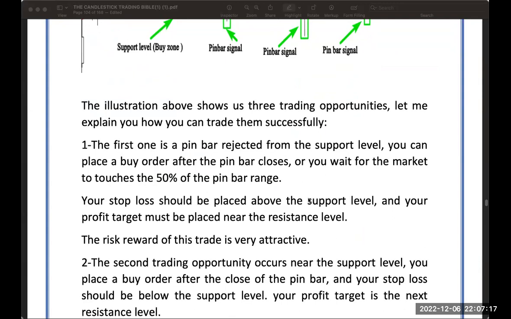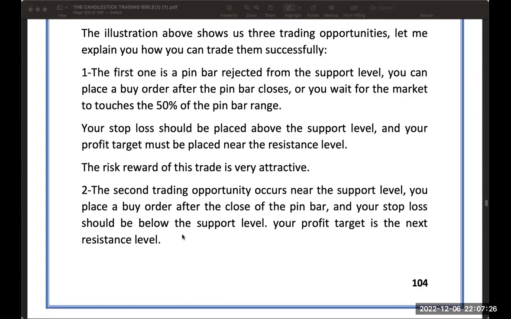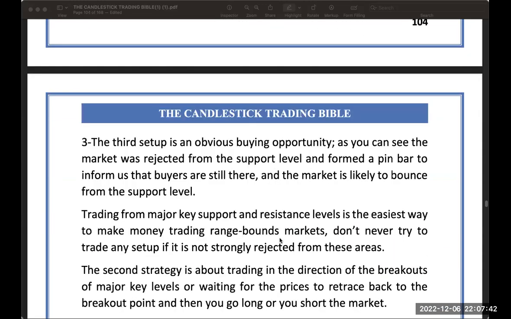Your stop loss should be placed above the support level, and your profit target must be placed near the resistance level. The risk to reward of this trade is very attractive. The second trading opportunity occurs near the support level. You place a buy order after the close of the pin bar, and your stop loss should be below the support level. Your profit target is the next resistance level.